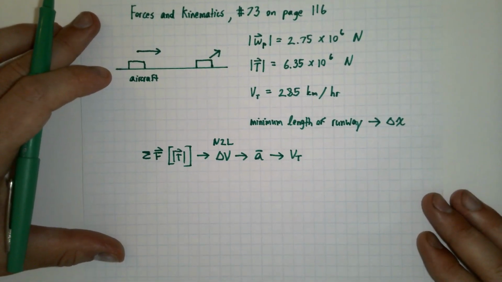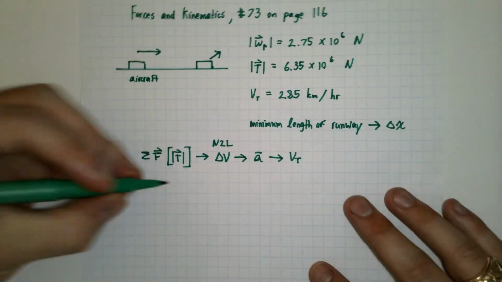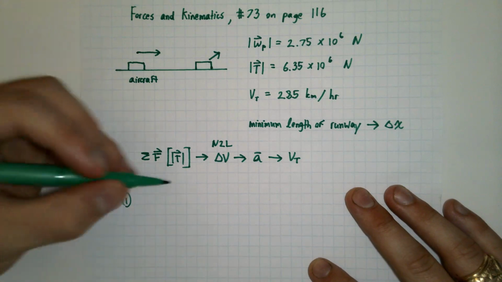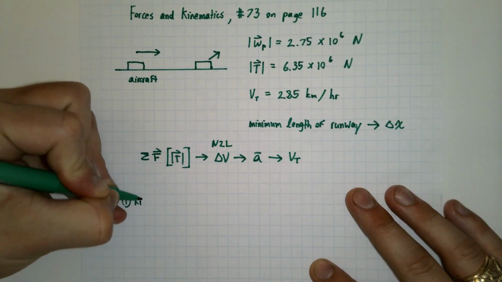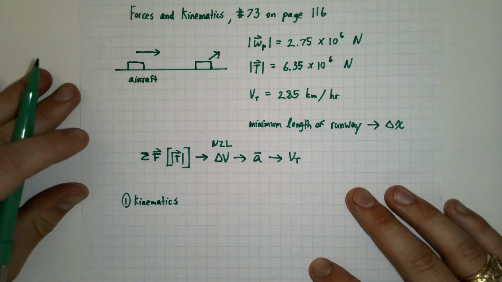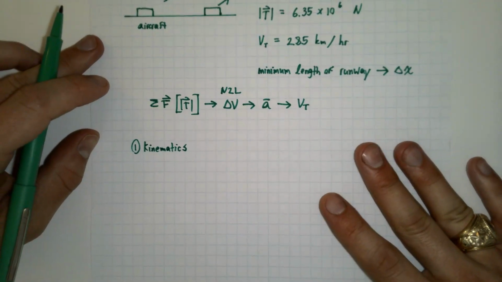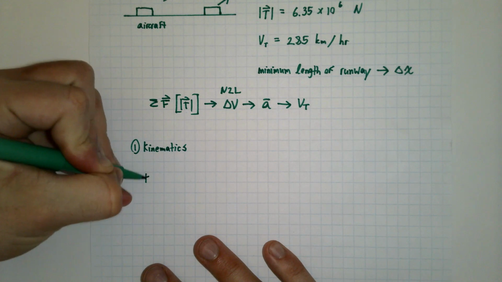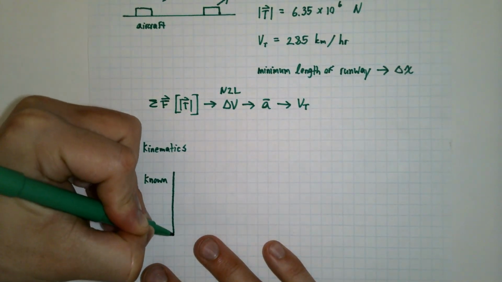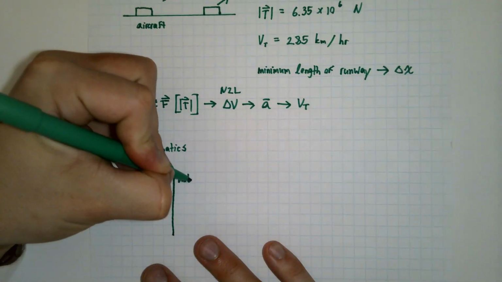All right, so our strategy here, we can start with our kinematics. That's always a good place to start because we're trying to find the minimum length of runway. So we'll start with our tools of kinematics. What do we know about the motion of this object? It's helpful to start with a known and unknown chart. What do we know about the motion of our aircraft? What do we not know? What do we need to find?